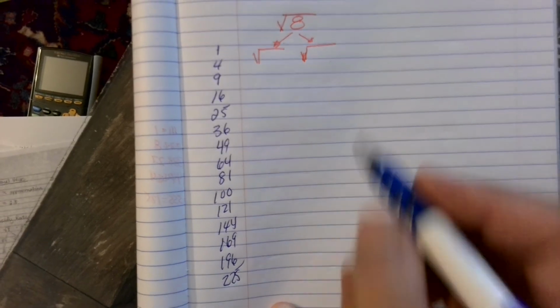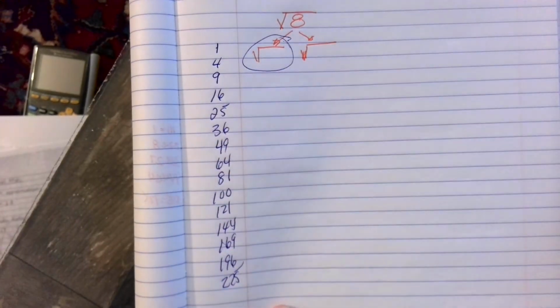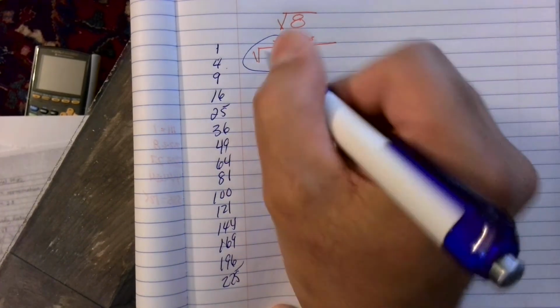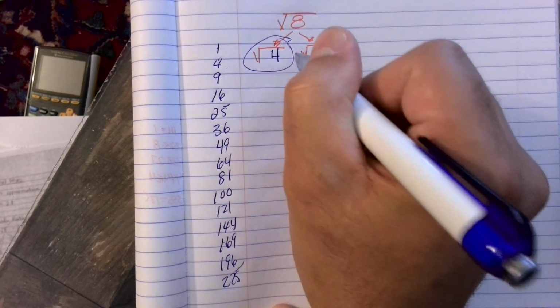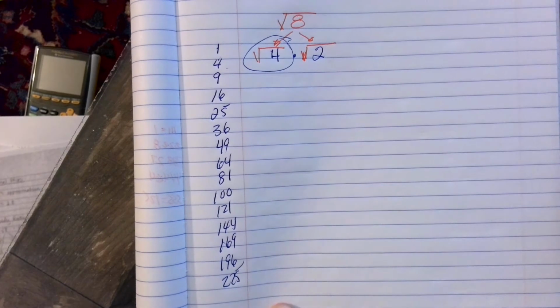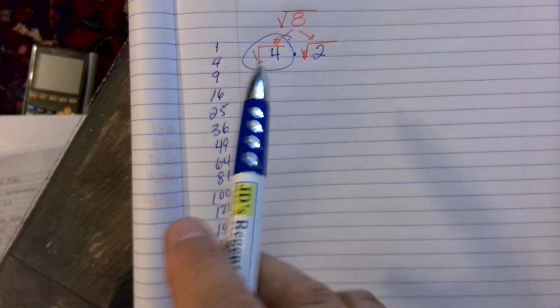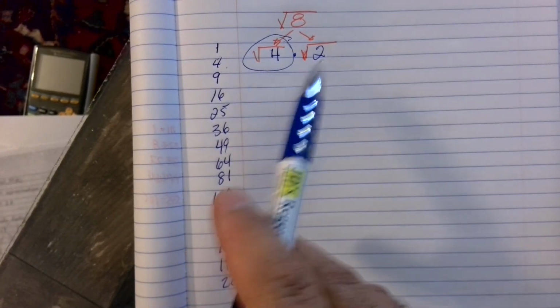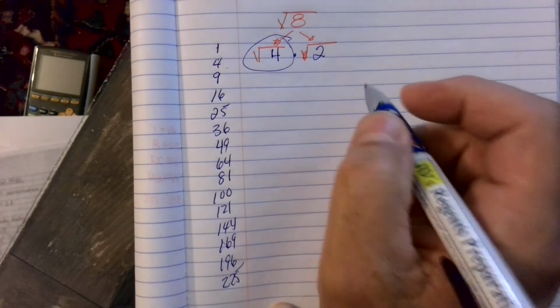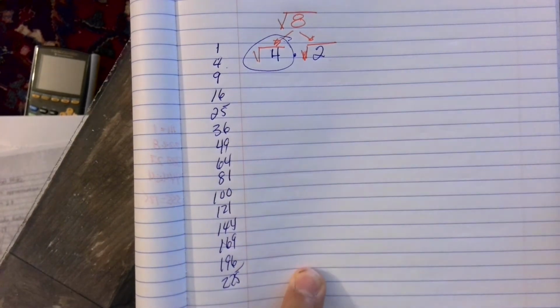So what we want to do is find the largest perfect square that goes into 8, which in this case would be 4, times what value will give me 8? 4 times 2. So we want to put our perfect square to the left and our throwaway to the right. And now we could simplify it.